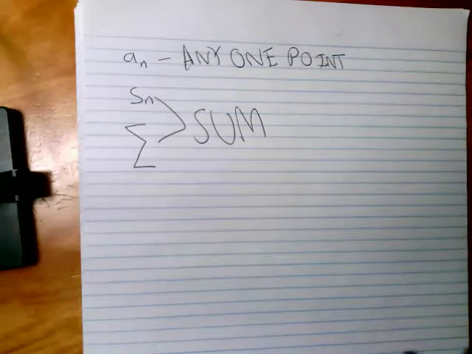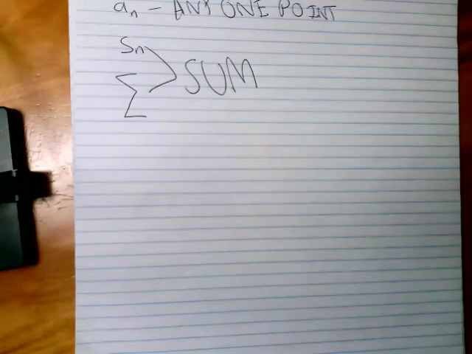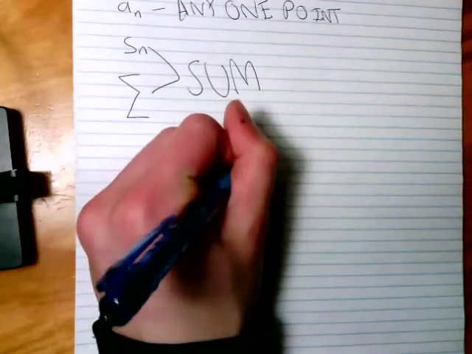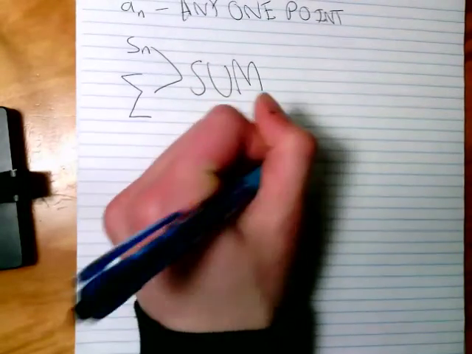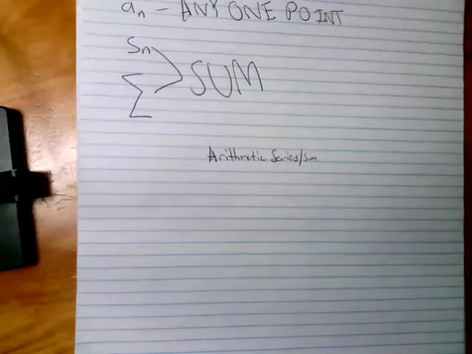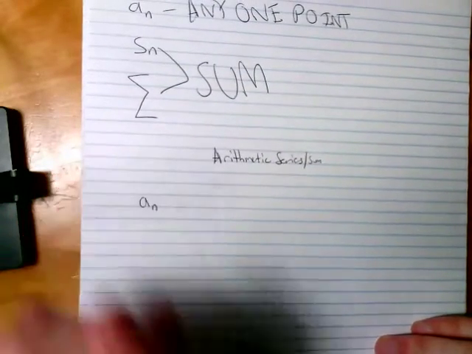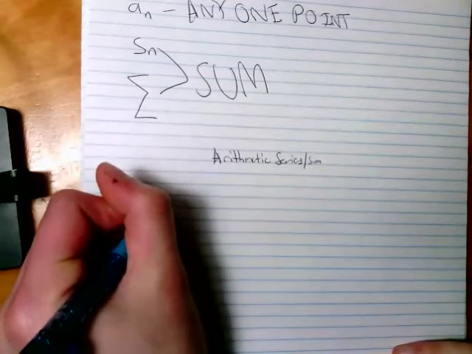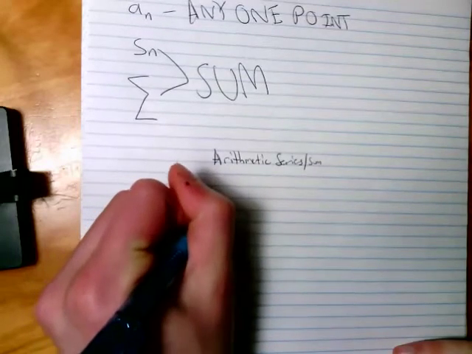Okay, let's go to our first type of series slash sum. Now, it's called arithmetic series, arithmetic sum. What is it? Well, how do you do it? It is the equivalent of a linear function in function terms. So a of n, which would be any one point in the series, would be equal to a of 1 plus d times n minus 1.